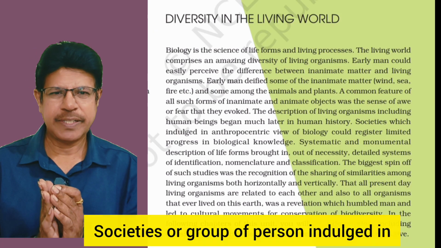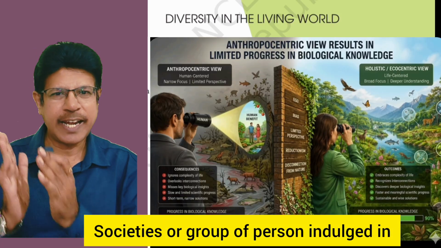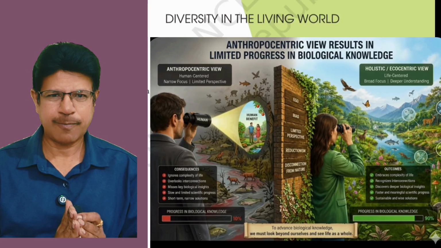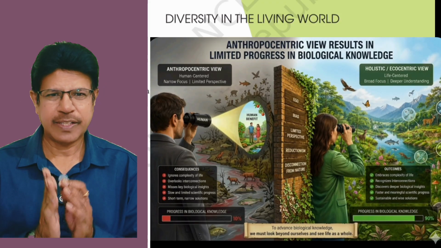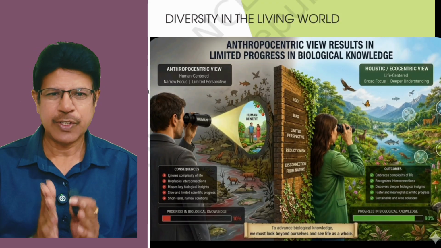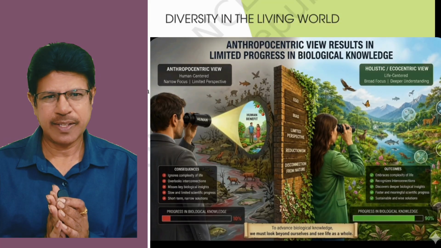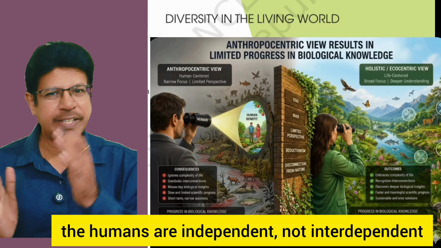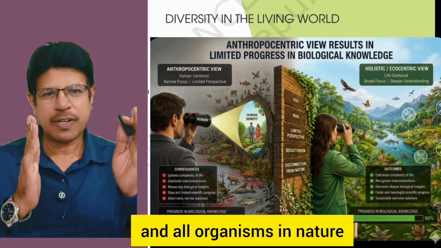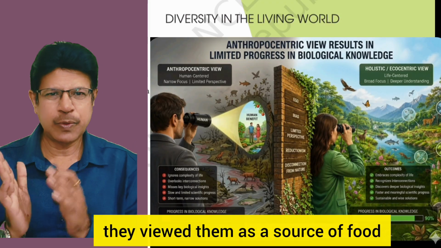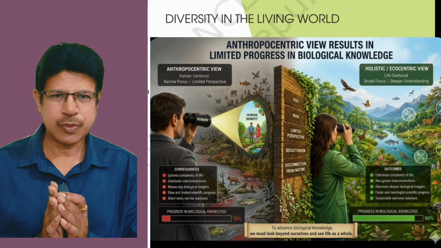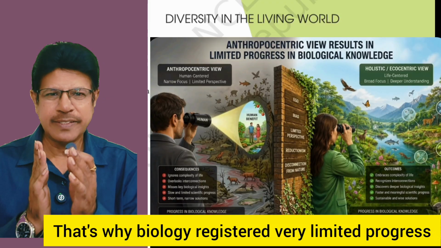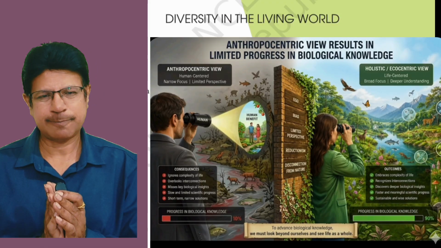Next, societies or groups of persons indulged in an anthropocentric view of biology registered very limited progress in biological knowledge. What is the anthropocentric view? The anthropocentric view is human centered. Humans are central in biology because humans believed that humans are independent, not interdependent. And all organisms in nature, they viewed as a source of food. So it is an egocentric view, not an ecocentric view. That's why biology registered very limited progress.